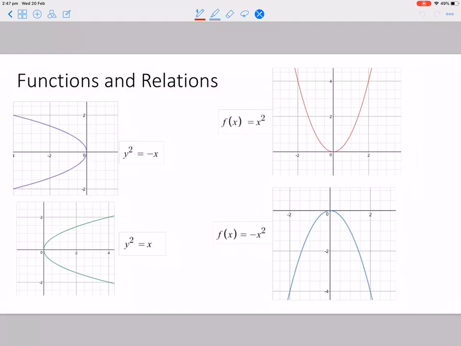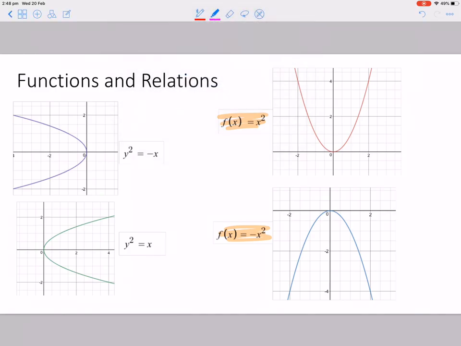Okay, the last thing I want to talk about is functions and relations, all right? I've got an example of 4 relations. All of them are relations, but only 2 are functions. The 2 functions are here and here, okay? Now, what makes them a function and not just a relation is they pass the vertical line test.